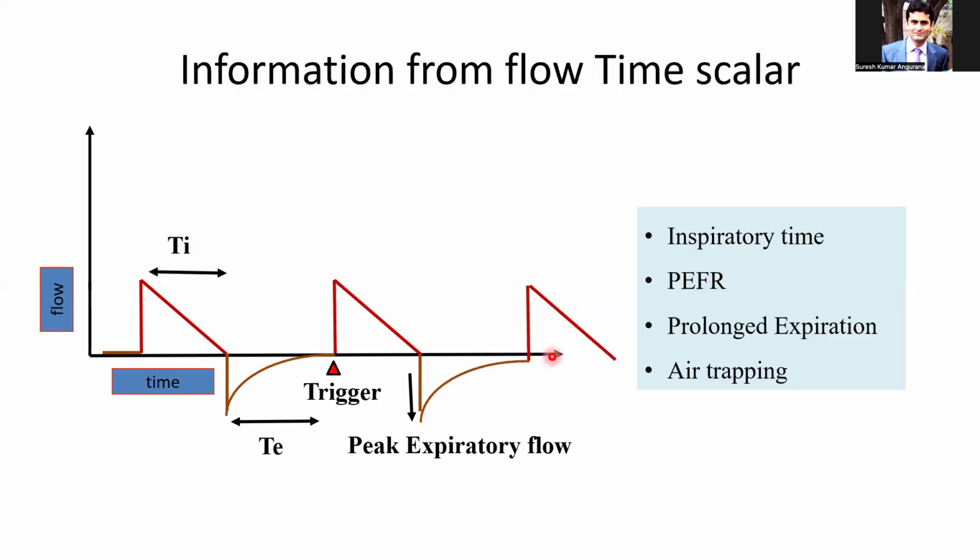What information do we get from the flow time scalar? Information about inspiratory and expiratory time. What is the peak expiratory flow? Is there any prolongation?